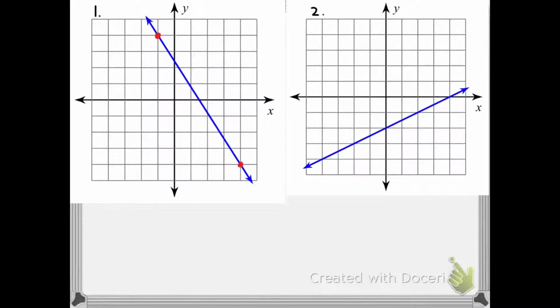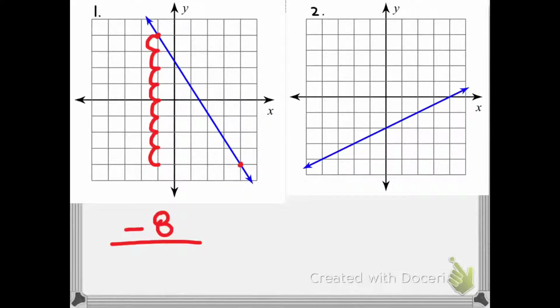Now you do your rise first, which is the change in your y. That means you either go up or down. In this case, we have to go down since the line is negative. You know it's negative because the line is going down like that. So we go 1, 2, 3, 4, 5, 6, 7, 8. We went down 8 spaces, so it's actually -8 since we're going down. That's our change in y.